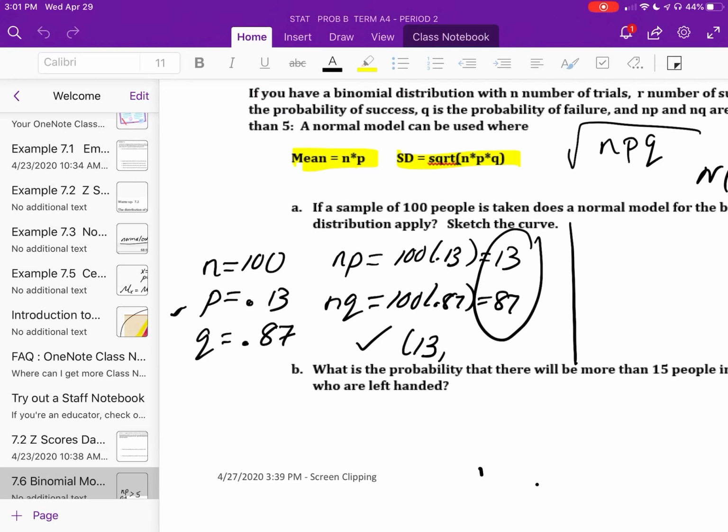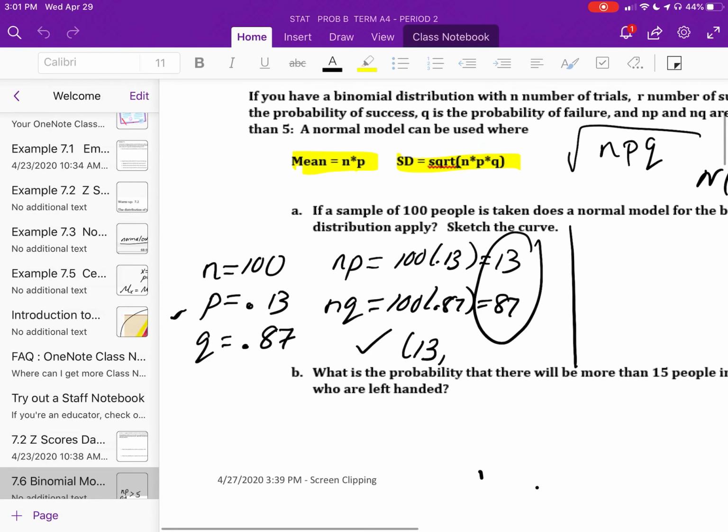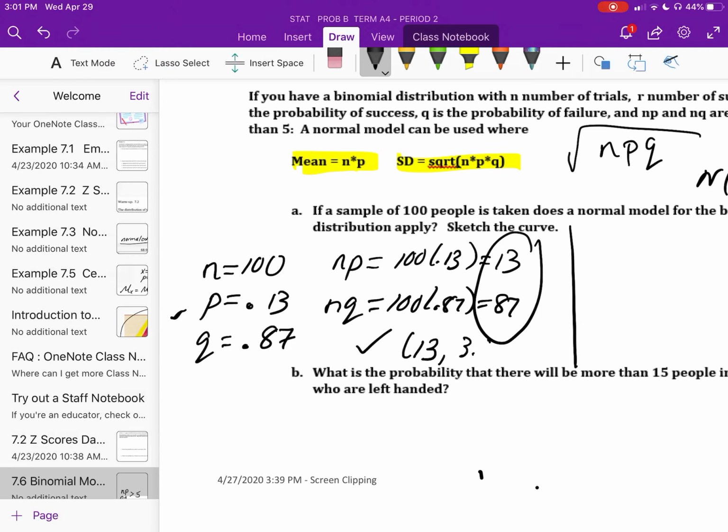All right, 3.36 is my standard deviation. So the standard deviation for this model comes out to be the square root of 0.13 times 0.87 times 100, which ended up being 3.36.